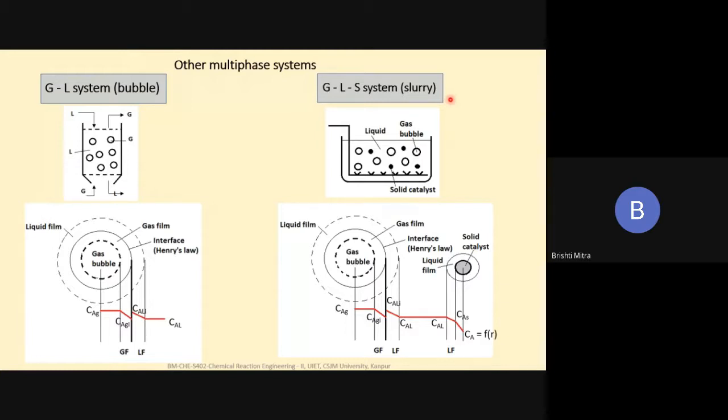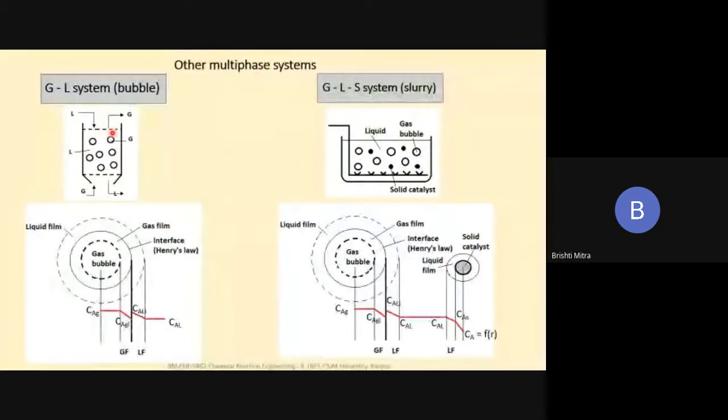Now, if I try to understand how mass transfer affects the situations or the design in the case of a bubble reactor or a slurry reactor, then we can look at each of these pictures or the concentration profiles out here. So in a bubble reactor, what do we have? We have the gas going out in the form of bubbles through a continuous phase of liquid. So in a bubble reactor, the gas is in a discrete phase and the liquid is in the continuous phase.